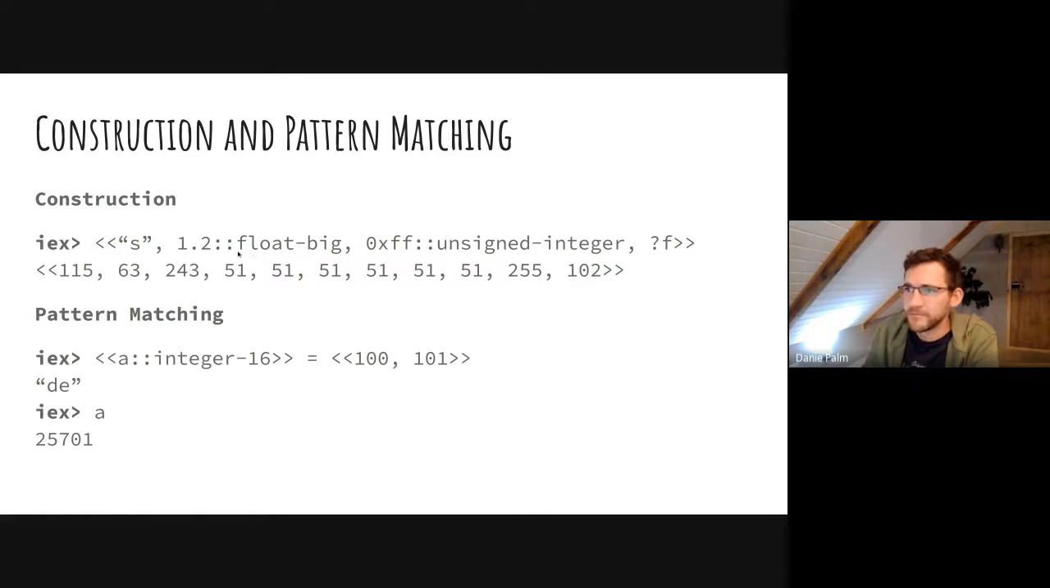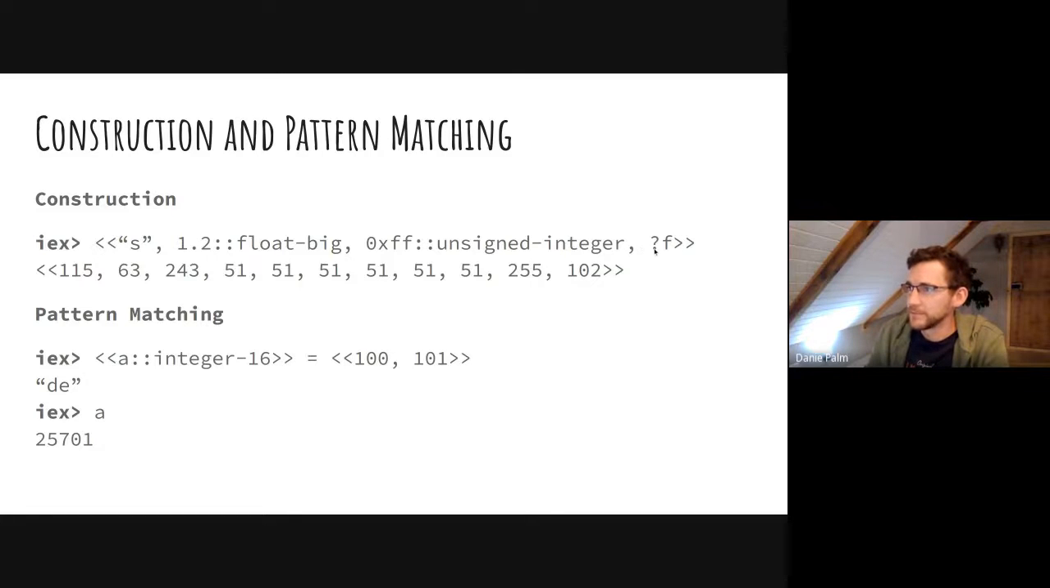Floats, similarly, I've modified here. I said this is a big endian float. I could have left it out because the float part you can infer from the dot being there, and big endian is default. Then I put in, just for fun, an integer in hex notation, and I said that must be an unsigned integer. Again, I could have left out the modifiers because those are also the defaults.